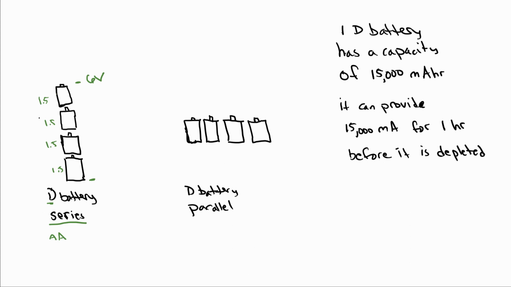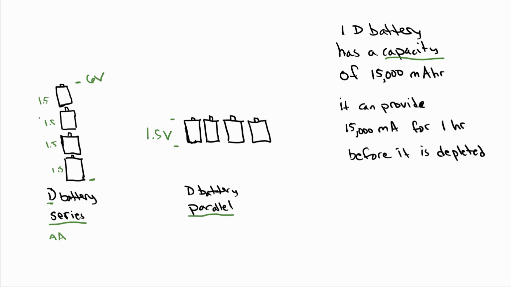Okay, this is the series one, and the voltages add. You may have also noticed they can be side by side, and this would be the parallel arrangement. In this situation, the voltage across all of these batteries in parallel is still 1.5 volts. But the capacity of the batteries now adds. If you look online, and sometimes it's printed on the batteries and sometimes it's not, it'll have the capacity for the battery, and it's usually in milliamp hours.